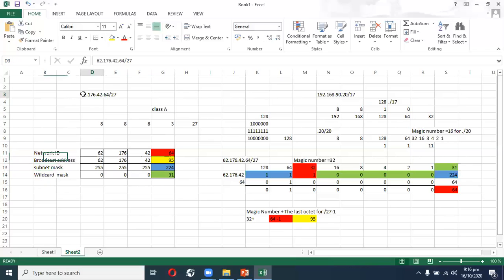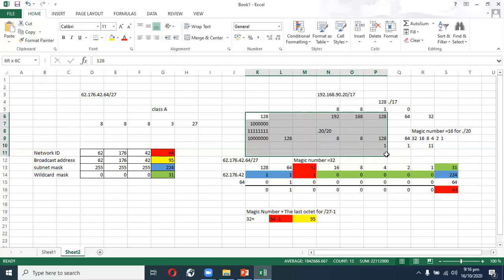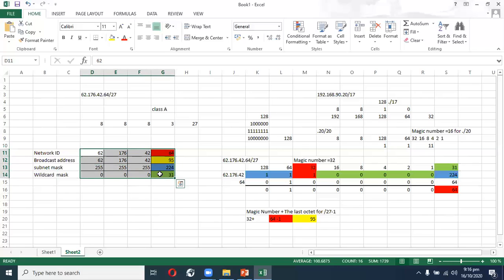You can take whatever equation you like, just follow these simple steps, and you will get the correct answer. In my next video, I will give you more examples.